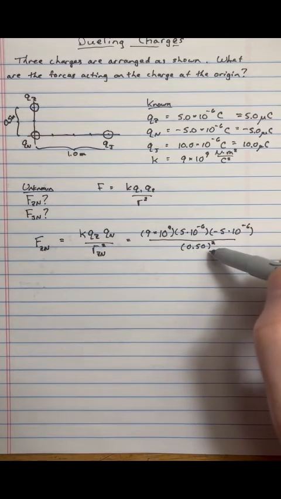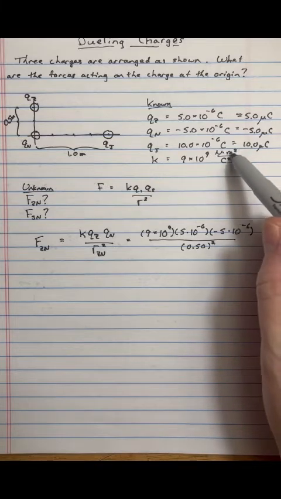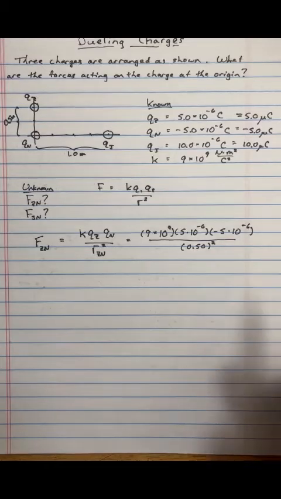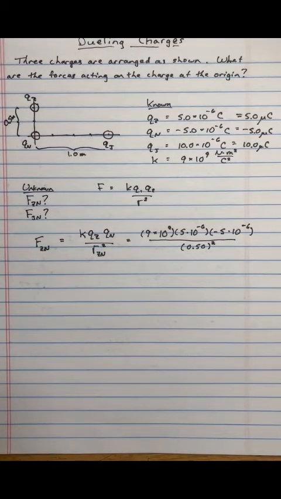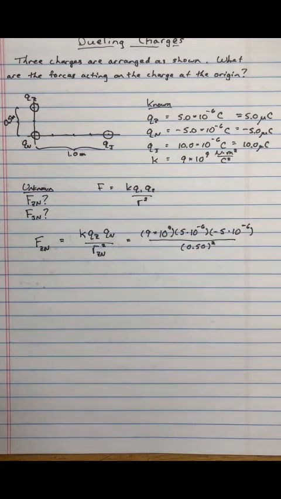This here, the 0.5 in the bottom squared, that's meters squared. That will cancel with the meters on top in the constant K, and we will be left with newtons. So if we do this, we'll be good. If we put in the microcoulombs instead, we would get the right kind of number out front, but our exponents will be all messed up, and we don't want that.